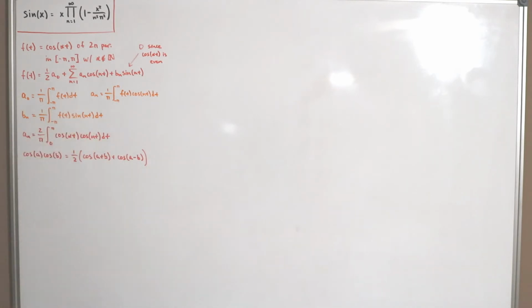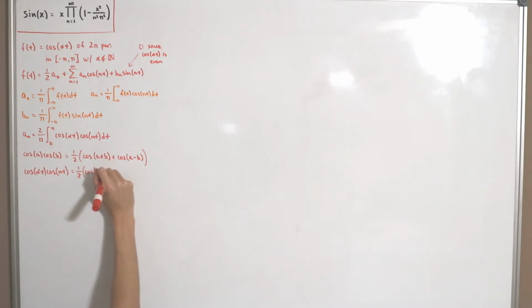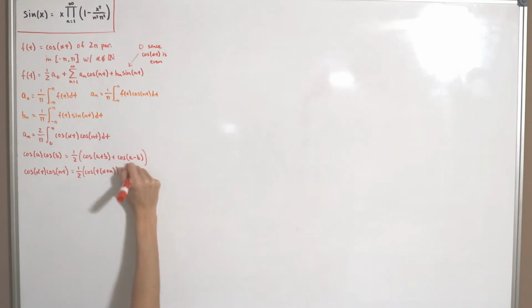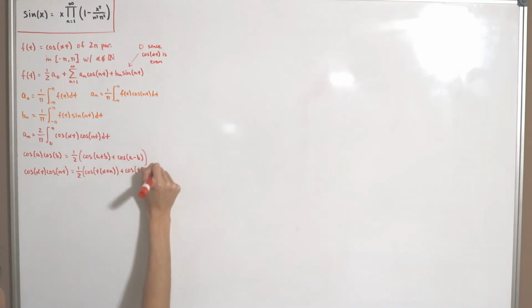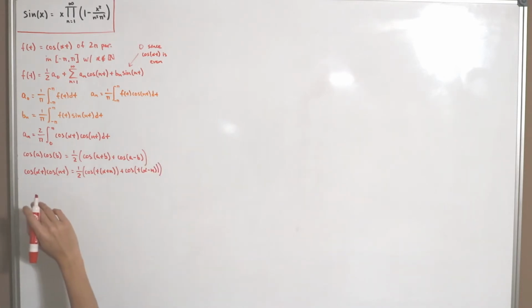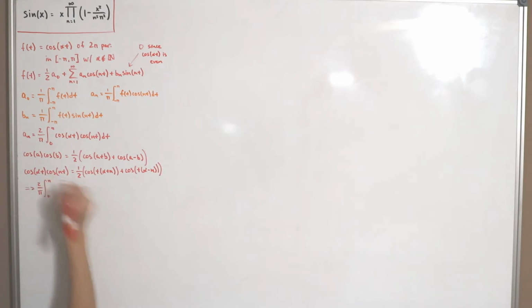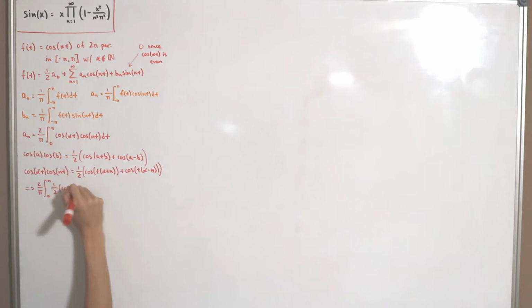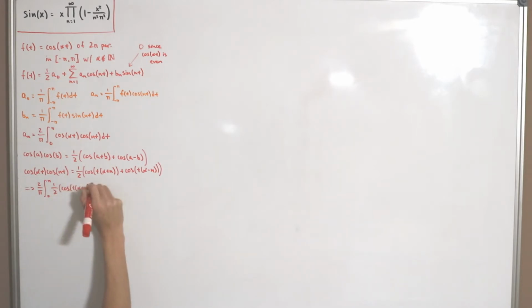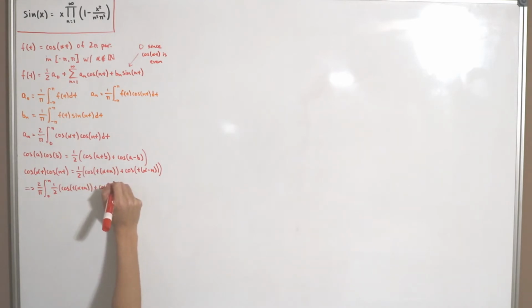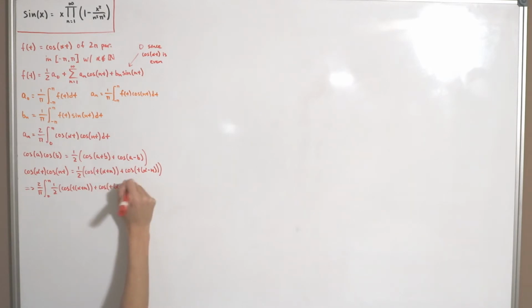Okay, so we can use this substitution here. When we do this, cosine of alpha t multiplied by cosine of n times t is equal to 1/2 multiplied by cosine of t times alpha plus n, since they share t, I'll factor it out, plus cosine of t times alpha minus n. So going back to here, we have 2 divided by pi, integral from 0 to pi of 1/2 times cosine of t times alpha plus n, plus cosine of t multiplied by alpha minus n, dt.